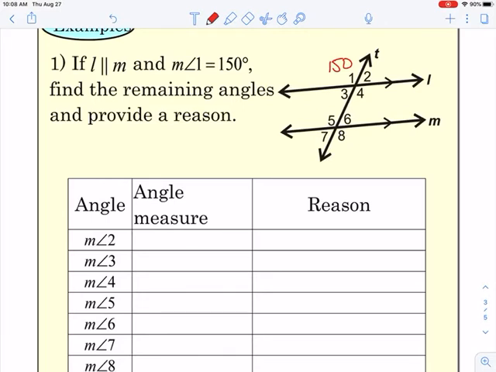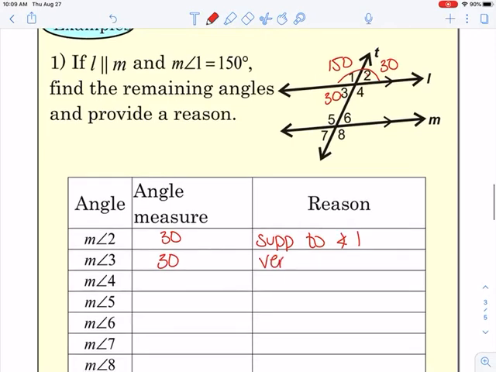Okay, so angle 1 and angle 2 are supplementary, so they have to add up to 180. So 180 minus 150 would be 30, so angle 2 is going to be 30, and that's because it is supplementary to angle 1. Shorthand so I can fit it in there. Okay, angle 3. Angle 3, I'm going to say, is vertical to angle 2, and vertical angles are congruent. So if angle 2 is 30 degrees, that means that angle 3 is 30 degrees. So again, that's going to be vertical to angle 2.